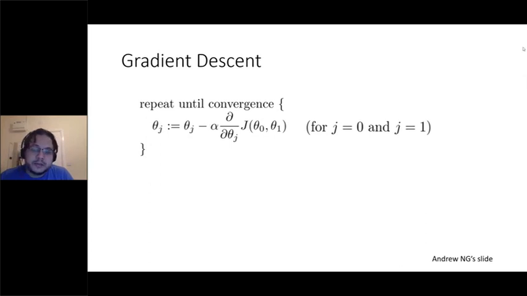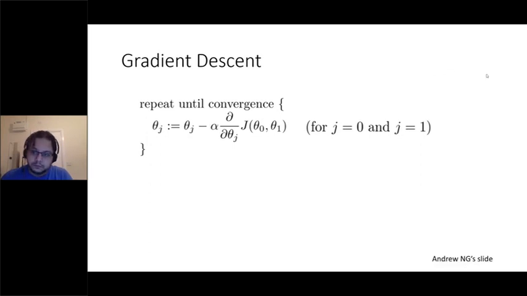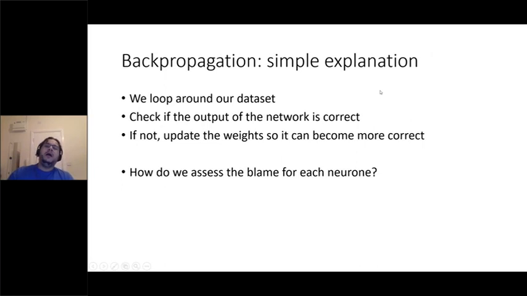So last time we stopped at gradient descent. Do you have any questions about it? Okay, then let's move on. Backpropagation.